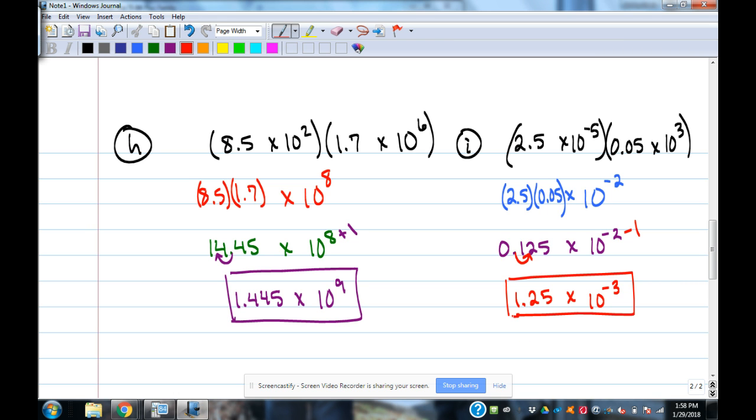How can you check that? Well, think about what is standard form for the purple one. I would move the decimal to the left 2 and get 0.00125. On the red one right here, if I move the decimal to the left 3 places, do I end up with the same standard form number? Yes. That means it's correct.